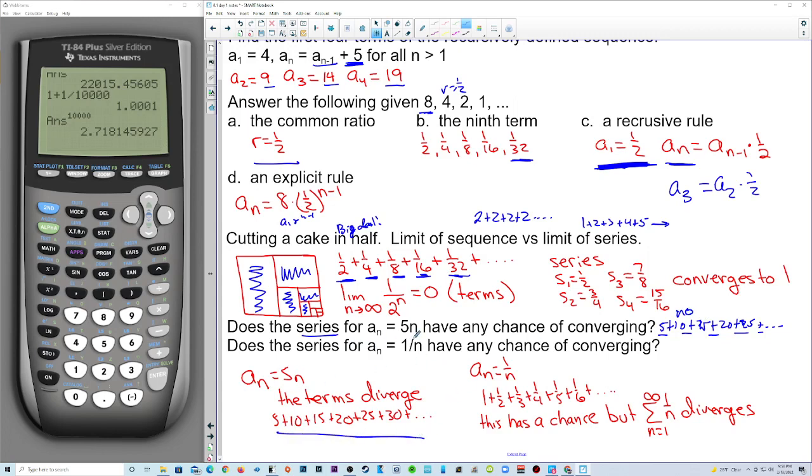Now, what about the series 1 over n? Well, the terms are going 1 plus 1/2 plus 1/3 plus 1/4. So the series has a chance to converge because the terms are decreasing. The terms are headed to 0. So the series has a chance to converge to a value. But in this particular case, the series 1 over n actually diverges, even though the terms are headed to 0.